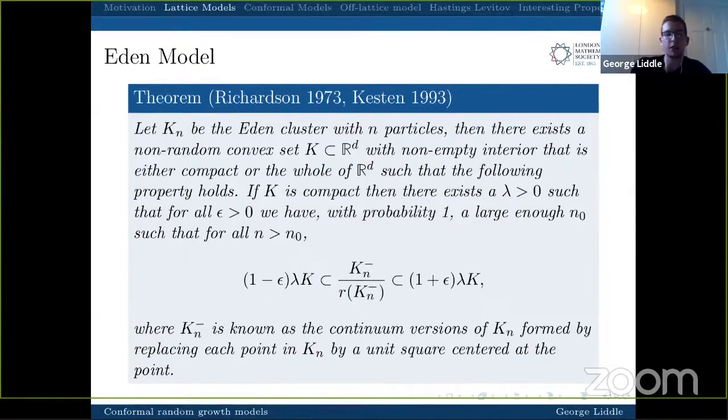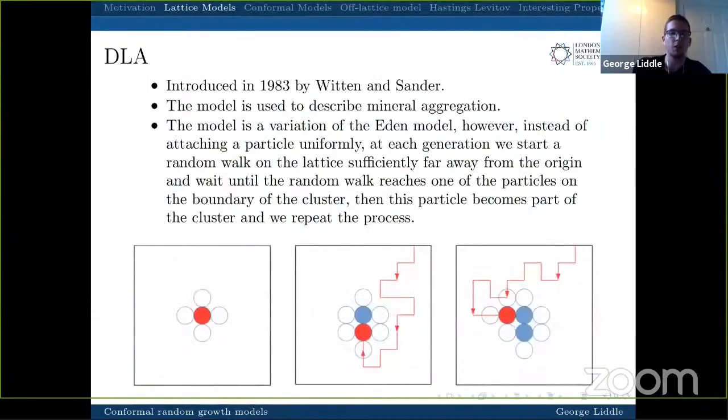So let's look at another example of that. In this case, we've got DLA. Now, this was introduced a little bit later in the 80s by Witten and Sander. And in this case, rather than modeling cell growth, we're looking at mineral aggregation. So this kind of idea of crystallization is included in that. And the setup is exactly the same. So we're on a lattice and we're considering how the particles grow. What's the probability of the particles attaching on the boundary here?